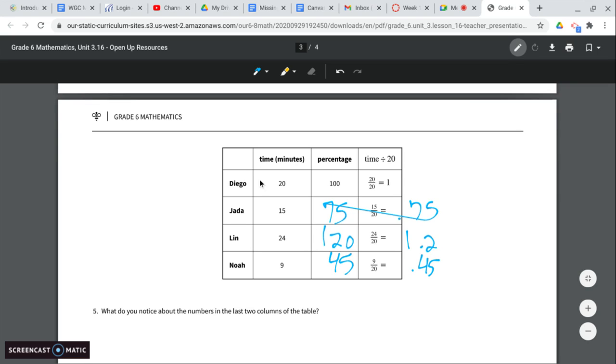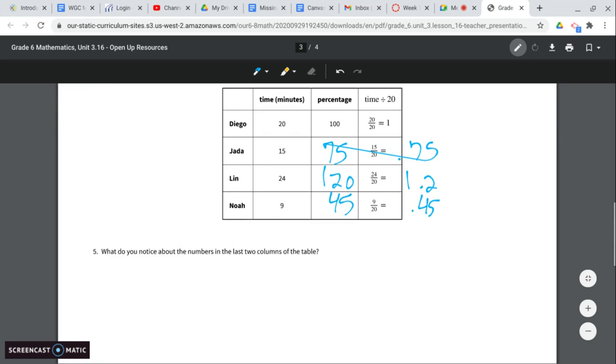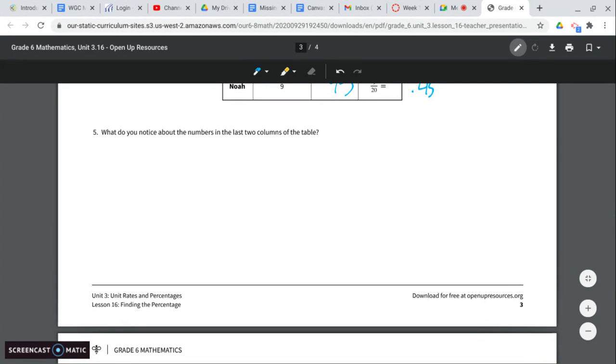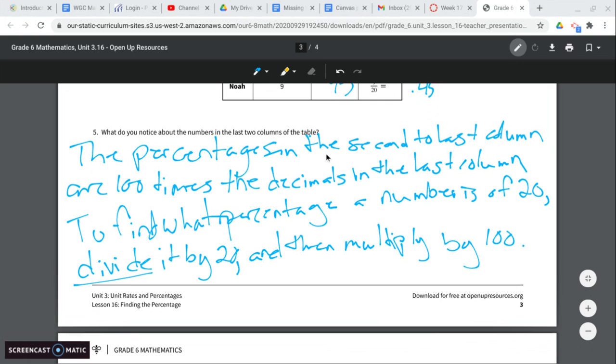So for number 5, what do you notice about the numbers in the last 2 columns of the table? So what do we notice between these here and these here? Well, the percentages in the second to last column are 100 times the decimals in the last column. I'm going to pause this so I can write it out so you can see it a little better. So one second. To find what percentage a number is of 20, we divide it by 20 and then multiply by 100.